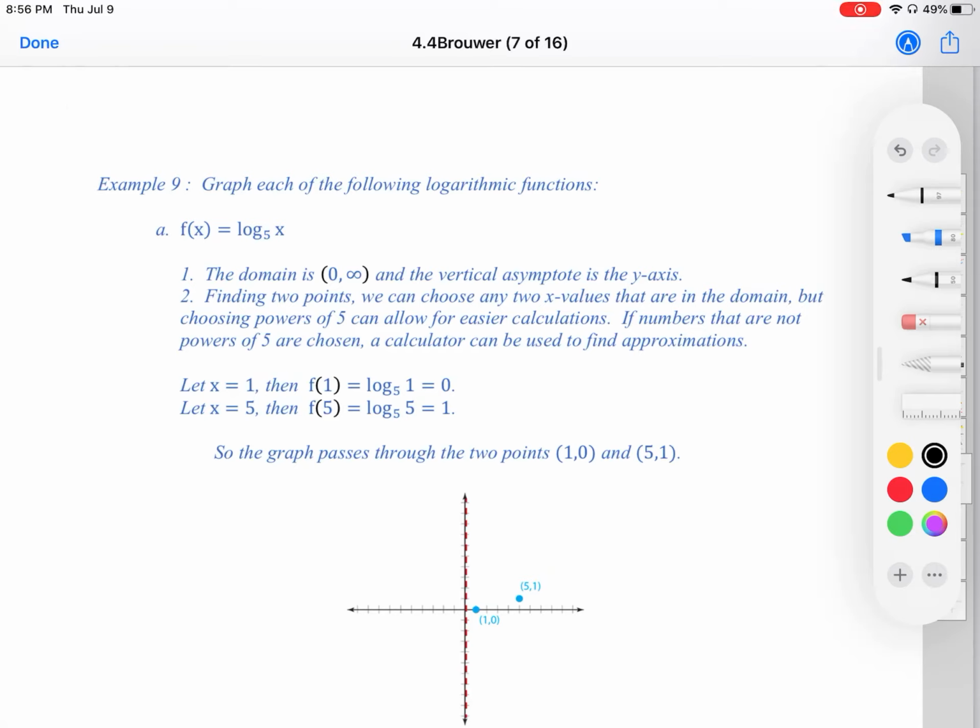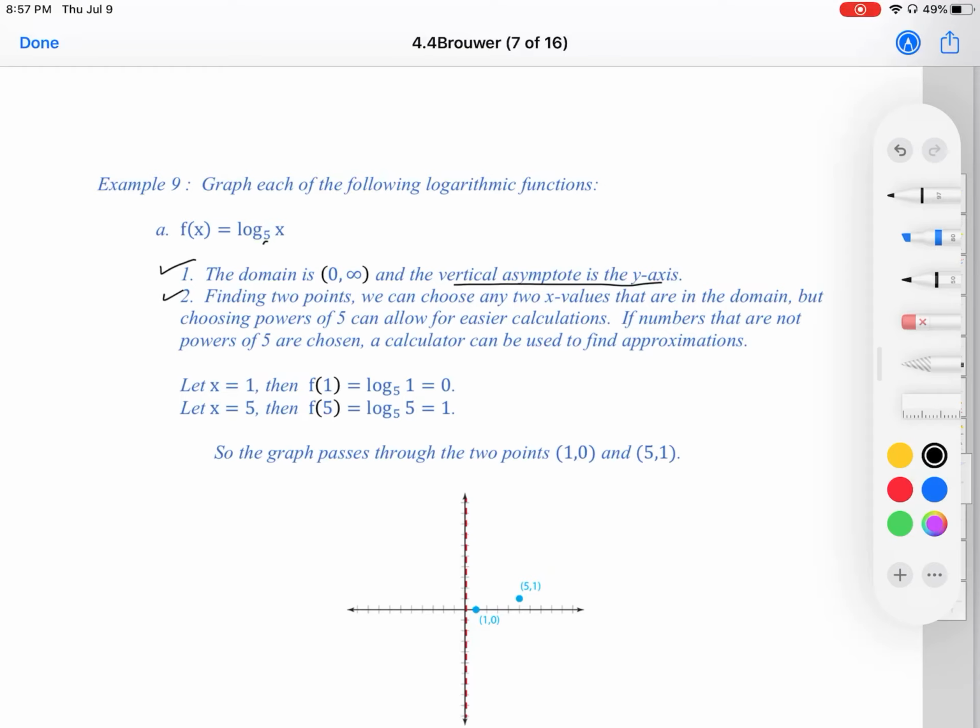So we see there's nothing being added to the x in parentheses. So we have a vertical asymptote at x equals 0. Our domain will be from 0 to infinity and a vertical asymptote at the y-axis. Now let's find 2 points. We can choose any 2 points on the domain, but choosing powers of 5 can allow for easier calculations.